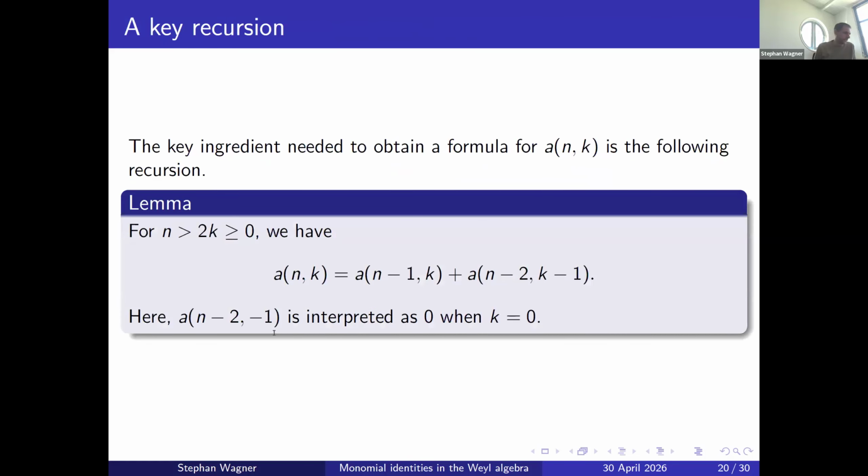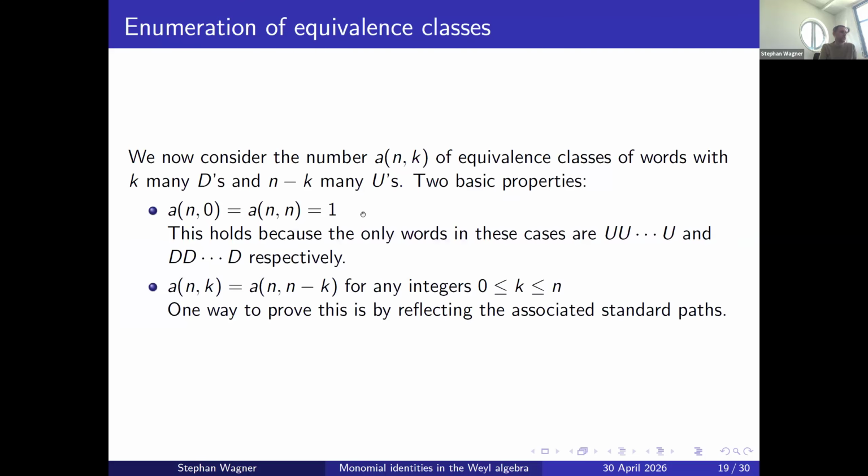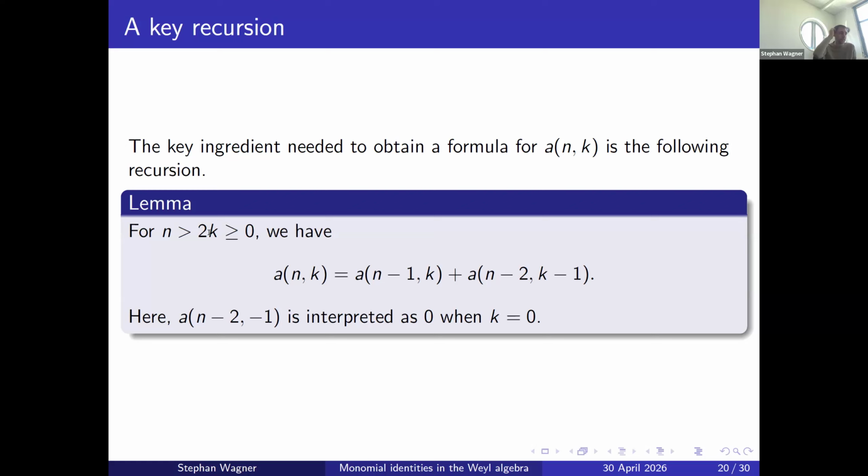Right. So for enumeration, we will rely in particular on the following recursion. This holds whenever there are more U's than D's. So I'm considering rising words. I need n greater than 2k. So k, to remind you, is the number of D's. So if n is greater than 2k, it means I have more U's than D's.